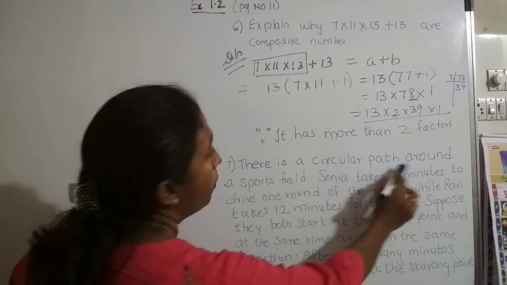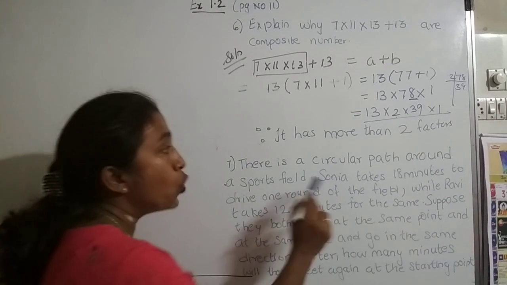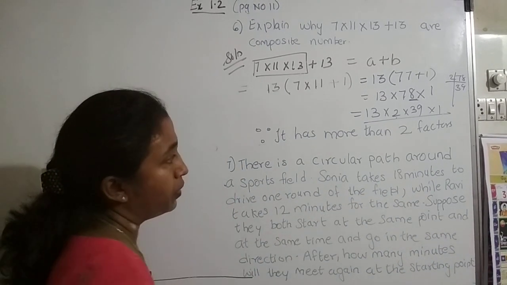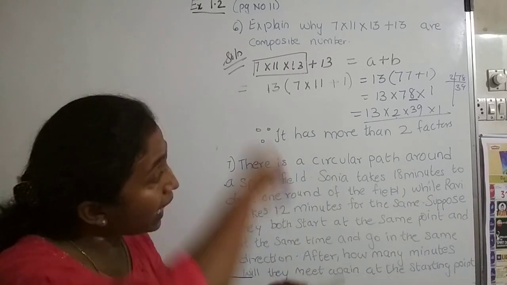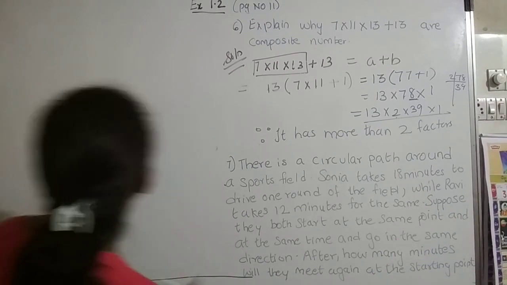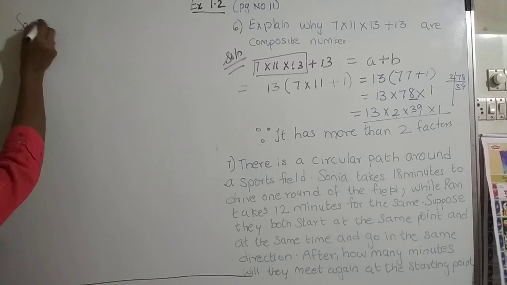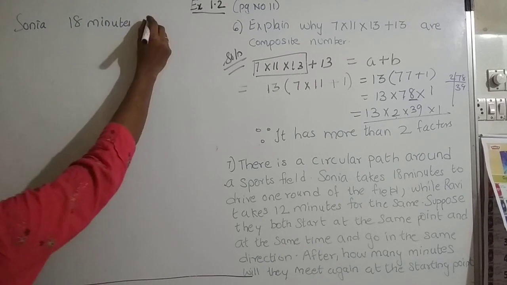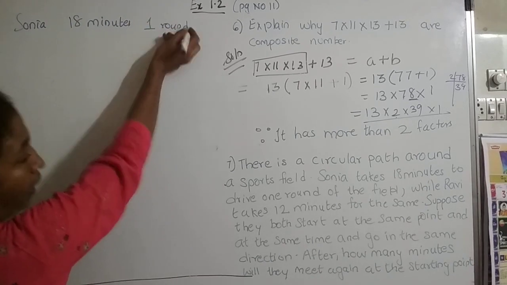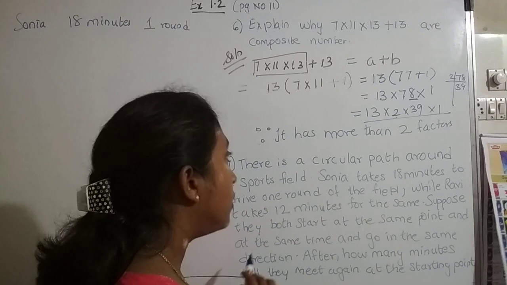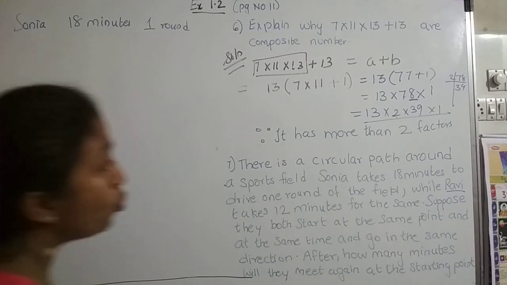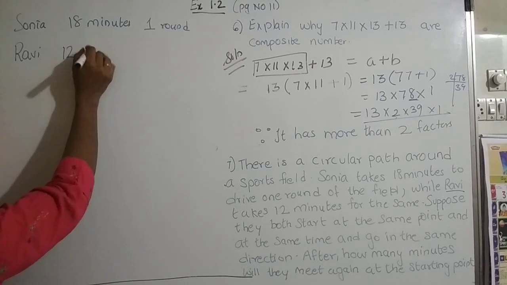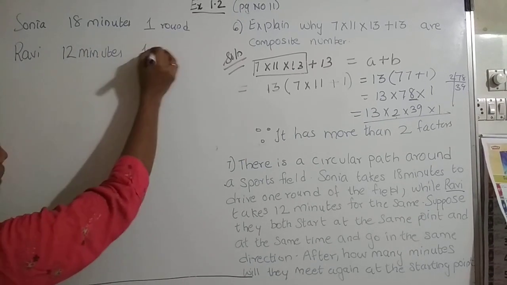There is a circular path around a sports field. Sonia takes 18 minutes to drive one round of the field. So Sonia is taking 18 minutes to go one round. And next is, while Ravi is taking 12 minutes for the same. So Ravi is taking 12 minutes. Ravi is a boy, he completes one round early.